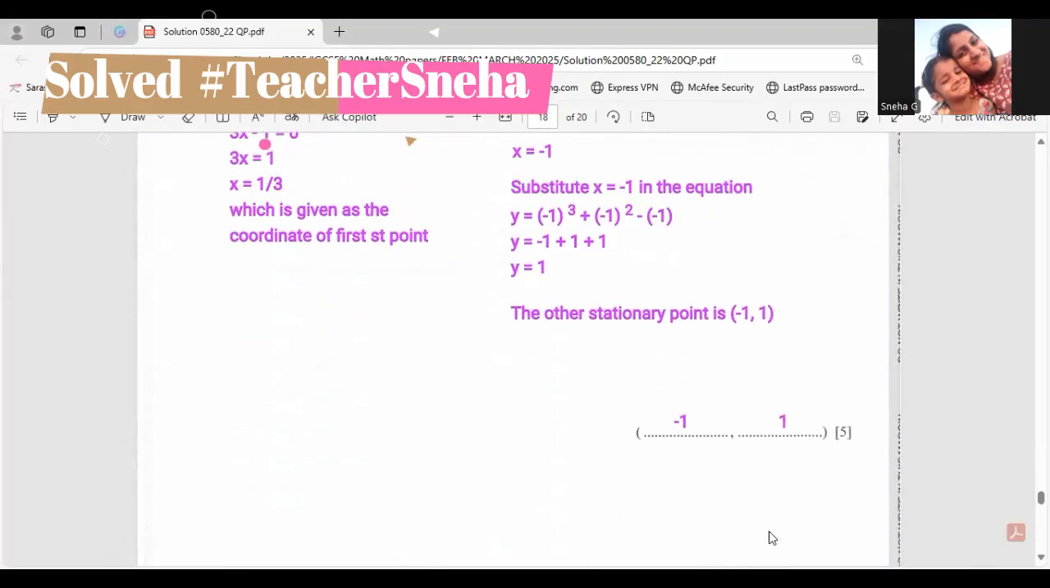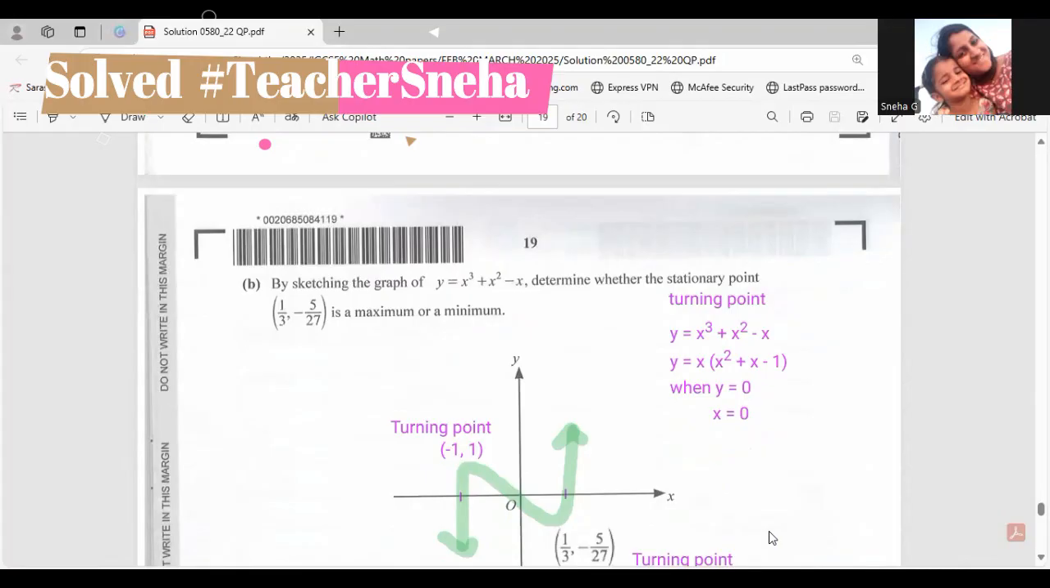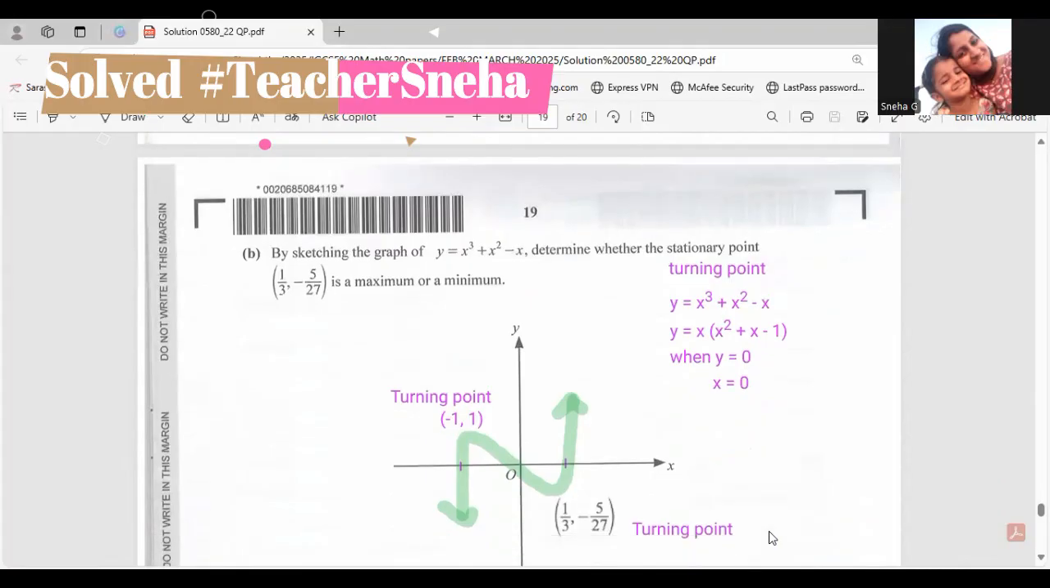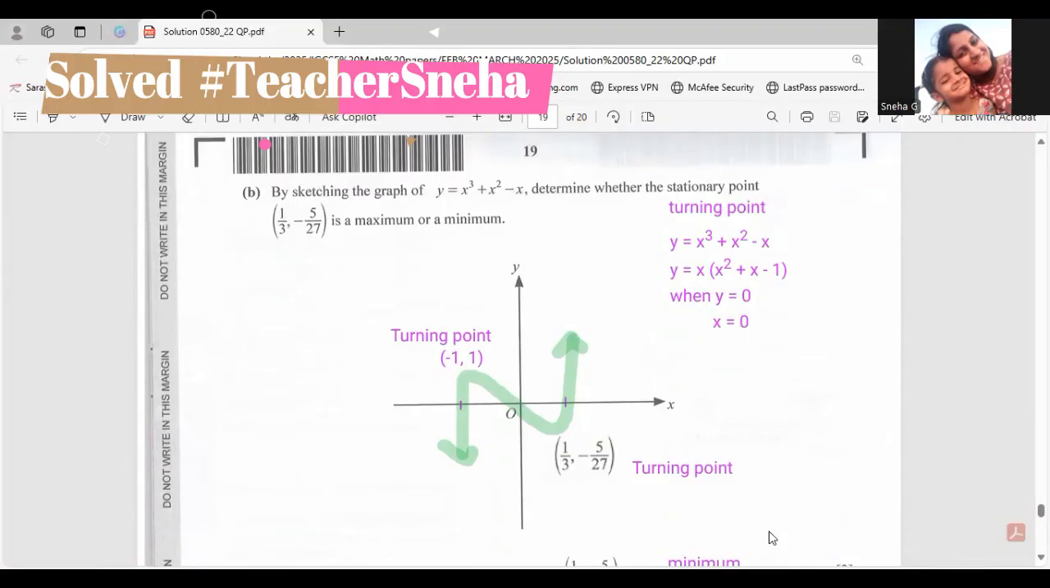We move further to the next part of this question, which says by sketching the graph for y is equal to x cube plus x square minus x, determine whether the stationary point 1 upon 3 comma minus 5 upon 27 is maximum or minimum. Firstly, we need to sketch the graph. How are we going to do that? We need to understand that the stationary point is also called the turning point. So the y equation is given as x cube plus x square minus x. If we take the x term common here, what we get is x times x square plus x minus 1. And when y is equal to 0, the x value is also 0.